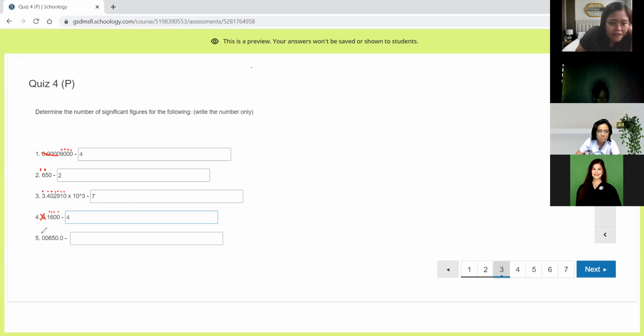For number 5, again, leading zeros are not significant. So we'll start our counting here. 2, 3, and 4. The trailing zeros will become significant also because of the presence of the decimal point, which means for number 5, the correct answer is 4. Questions here on significant figures?